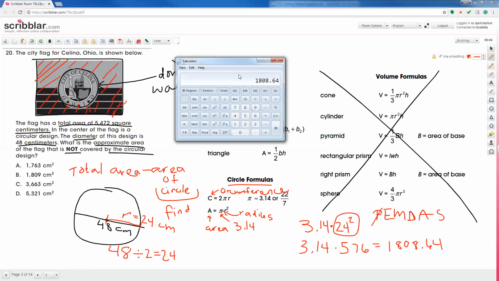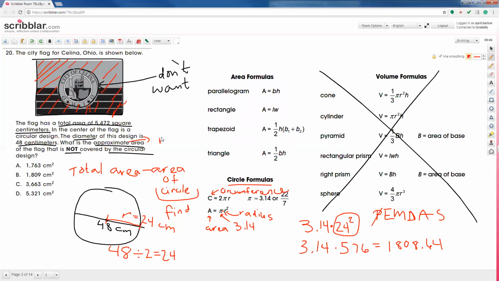So none of the answers say that exactly, but it did say to approximate. When it uses the word approximate, it's going to round. It didn't state where to round to, but we can look at the answers. We want to round to the nearest whole number. There's only one close, so we know for sure which one it is.